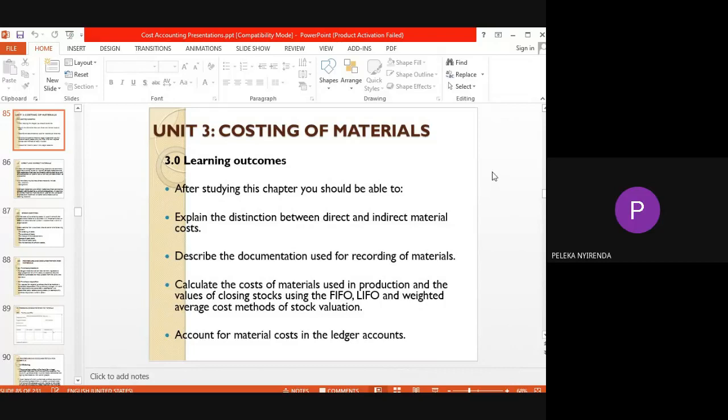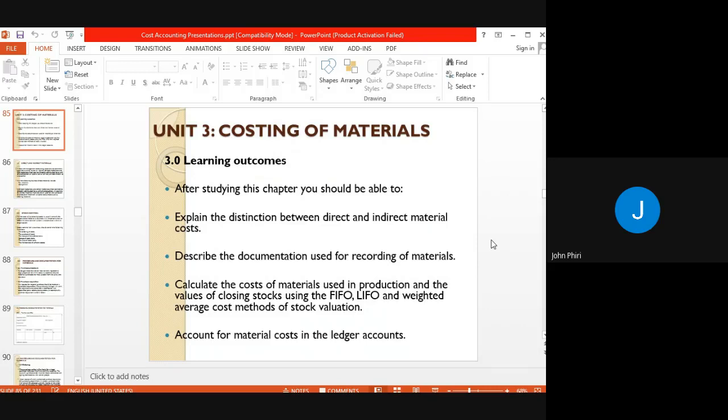So today we're going to talk about costing of materials. The learning outcomes are that after studying this chapter, we should be able to explain the distinction between the direct and indirect, describe the documentation used for recording of materials. And a third point is that we should be able to calculate the cost of materials used in production and the values of closing stocks using the FIFO, LIFO, and the weighted average cost methods of stock valuation. Lastly, account for material cost in the ledger accounts.